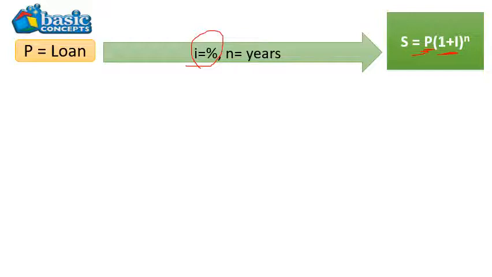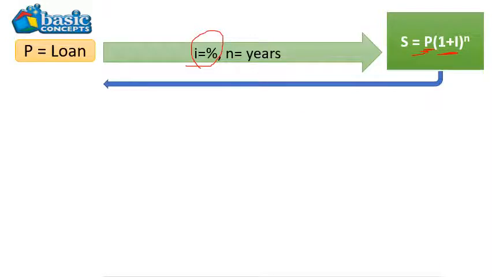The inverse transaction of compounding is discounting. So if we discount the maturity value, or the future value of the loan, we will get the principal value, or the original value of the loan. In other words, the original value of the loan is the present value of its future value.